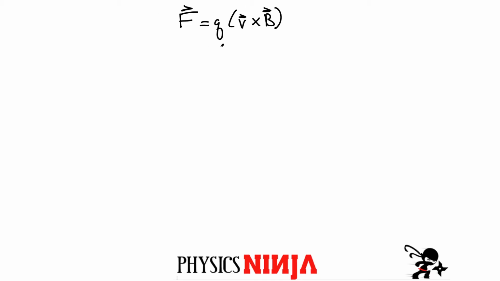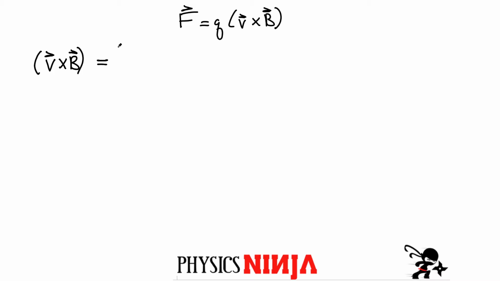So let's find the direction of this cross product here. I'm first going to focus on finding the direction of V cross B. And at the end, once you know this resulting vector, you simply multiply it by the value of the charge, which is a scalar, and you get the magnetic force. So this is really the key and the hardest part of this calculation.